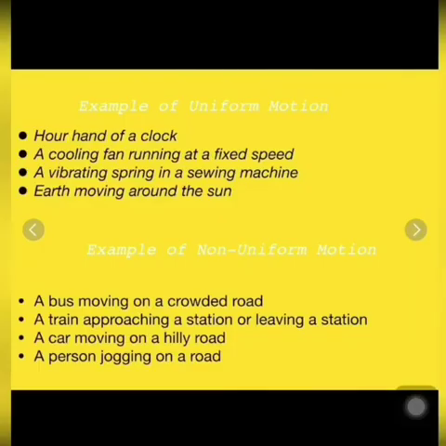Now some examples of uniform and non-uniform motion. For uniform motion: the hour hand of a clock, a cooling fan running at a fixed speed, a vibrating spring in a swing motion, the earth moving around the sun. These all are examples of uniform motion.